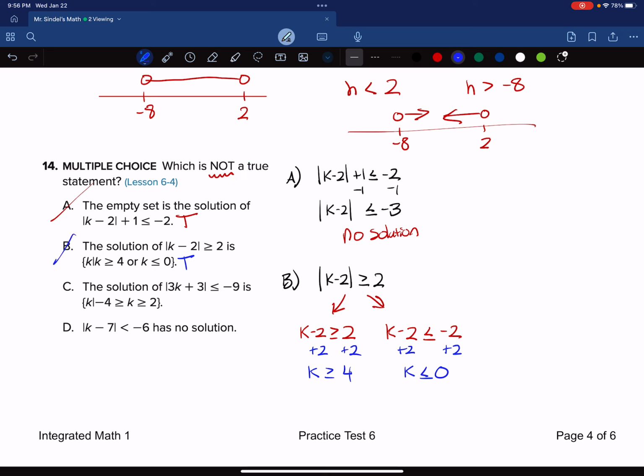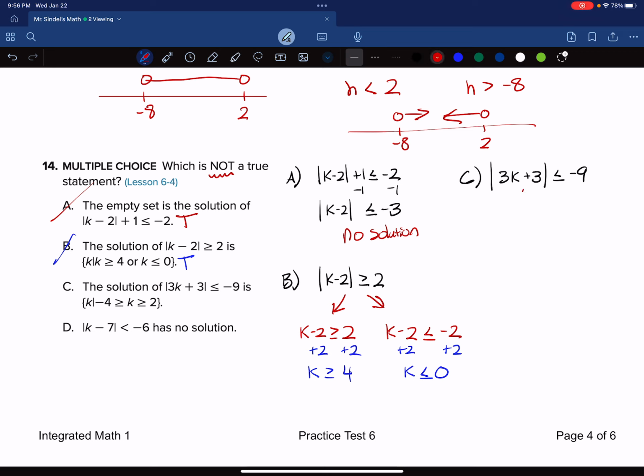Okay, let's try C. By the way, when it's multiple choice, instead of select all that are true, if B is the answer, you don't have to go any further. Unfortunately, we haven't found the answer. Maybe it's C, maybe it's D. Hopefully it's C, so we don't have to do D. Let's try it. Absolute value of 3k plus 3 is less than or equal to -9. And it says that's the solution. We shall see, shall we?